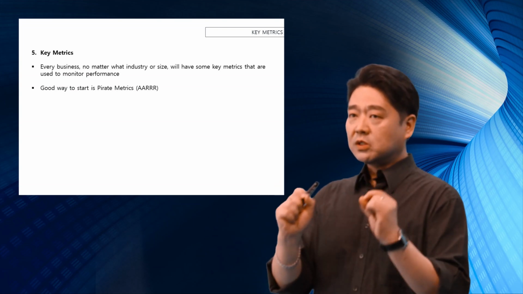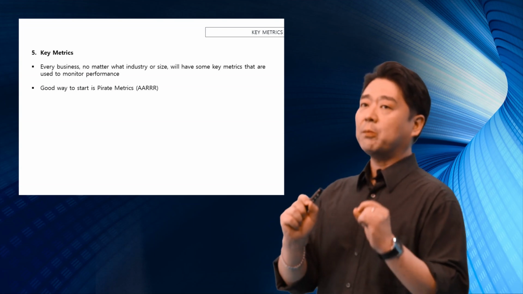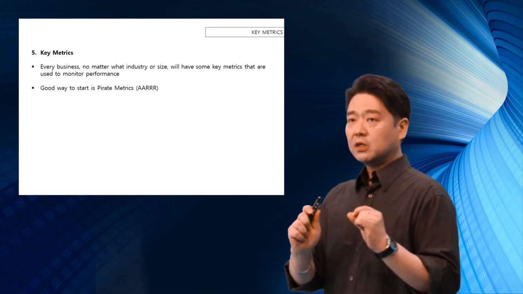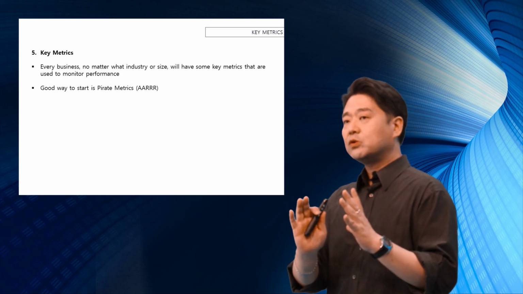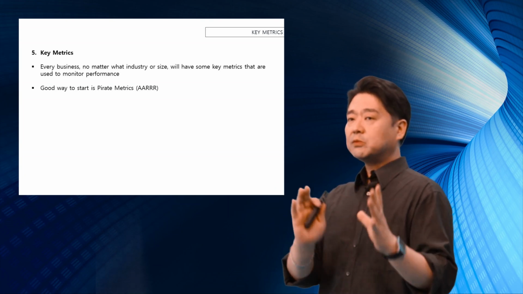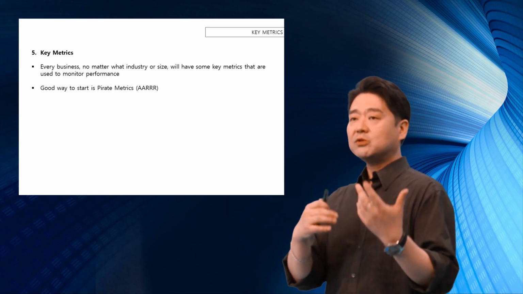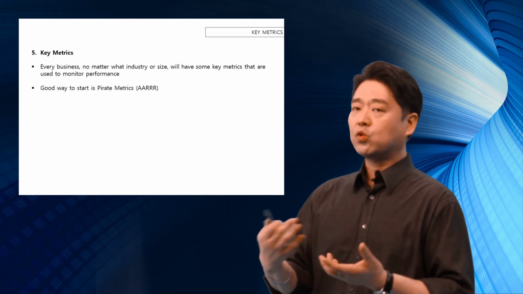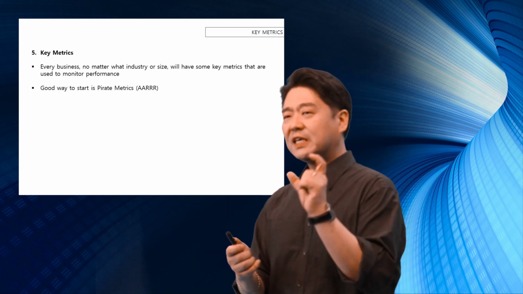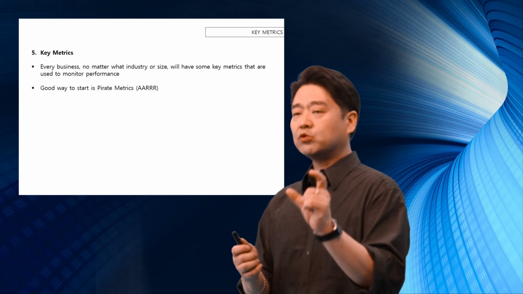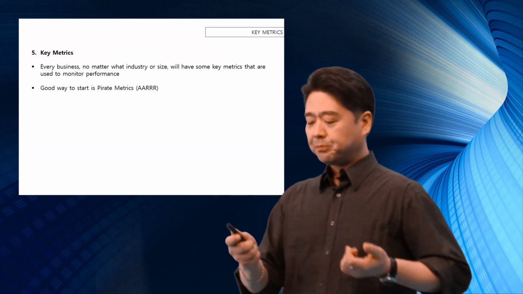So start with Pirate metrics. If you can come up with a better metrics, then it's really good. Now, you don't even have to use all 5 of them. You don't have to use Pirate metrics. You don't have to use 5 of them. You can just use 2 or 3. Just key metrics that can measure your performances, then you'll be fine.